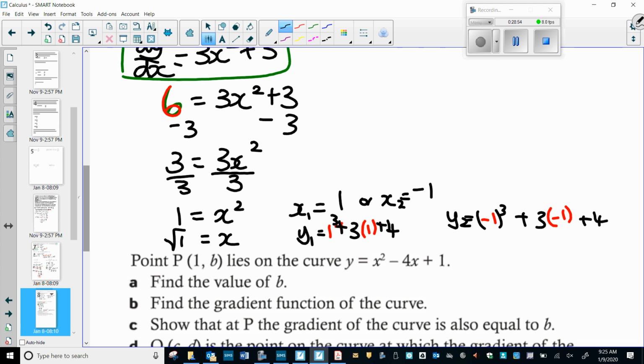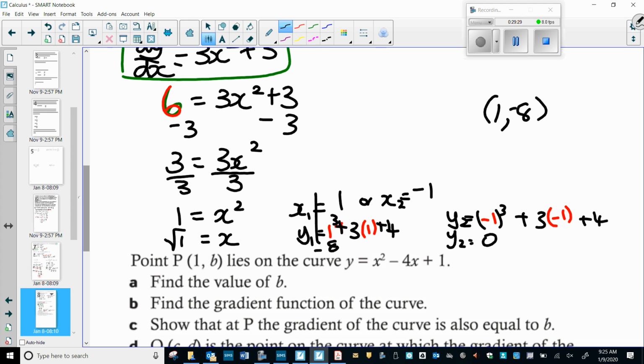Alright, 1 cubed is 1 plus 3 lots of 1 is 3. So 1 plus 3 is 4 plus another 4 is 8. And then our y2, negative 1 cubed is negative 1 plus 3 lots of negative 1 is negative 3. So we've got negative 1 and negative 3 is negative 4 plus 4, 0. So our 2 coordinates are 1, 8 and negative 1, 0.